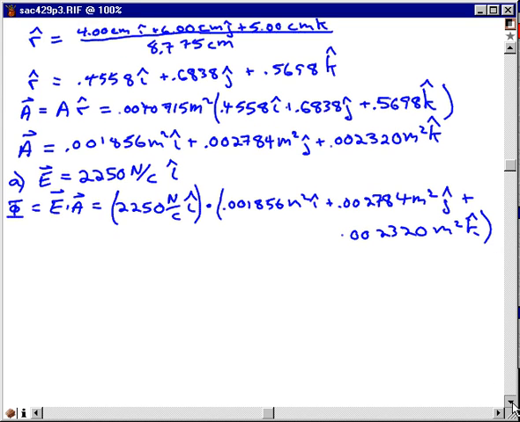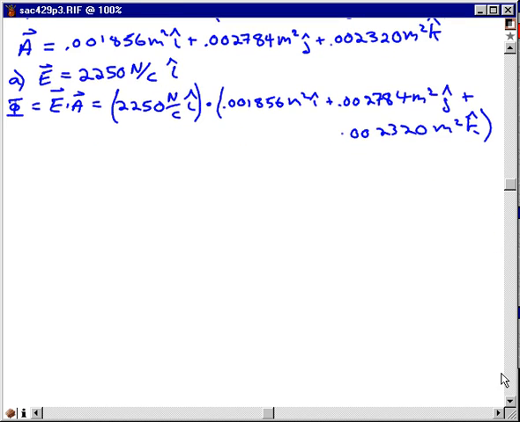And this is actually a pretty easy dot product. I and J are perpendicular to each other, so this part dotted into that part gives 0. Same thing for I and K, so this part dotted into that part gives 0. All we have left is this part dotted into that. I dotted into I is 1, so it's just the product of these two values.